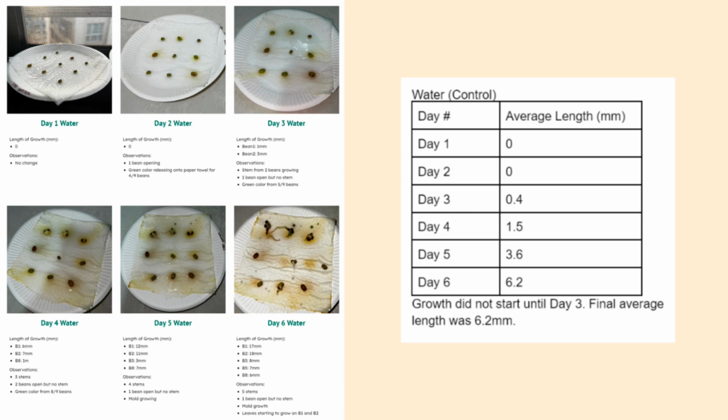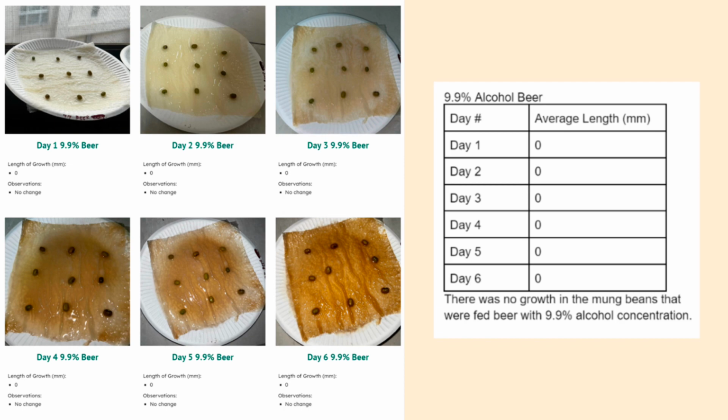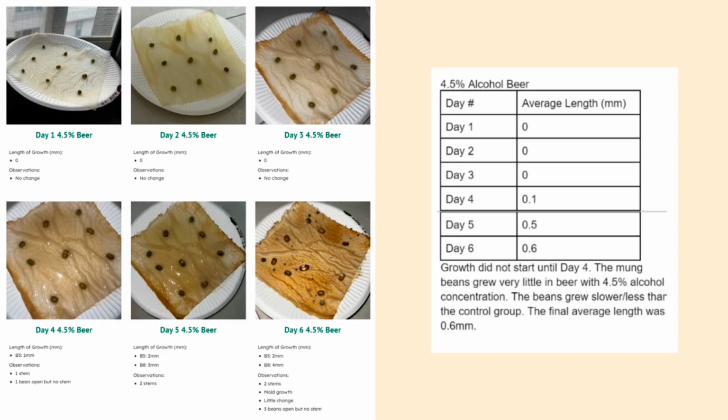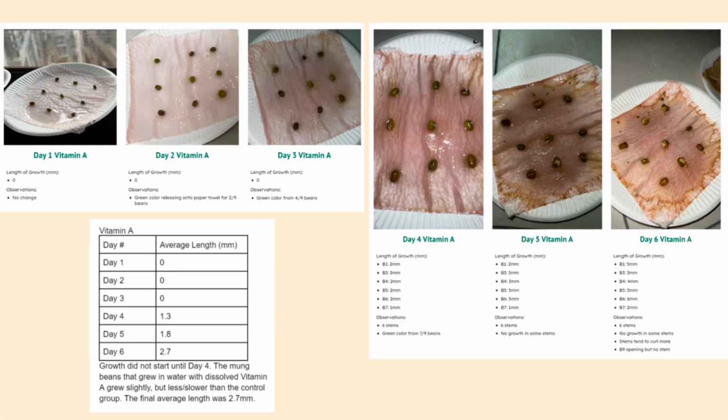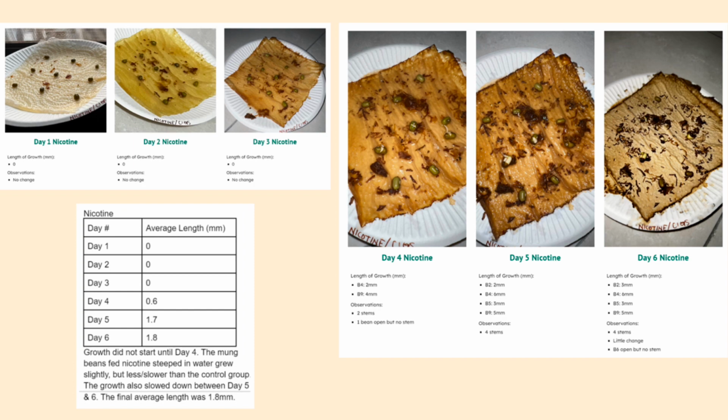We found that water, our control group, had a final average length of 6.2 millimeters. 9.9% alcohol beer had no growth at all. 4.5% alcohol beer had a final average length of 0.6 millimeters. Vitamin A had a final average of 2.7 millimeters. And nicotine had a final average of 1.8 millimeters.